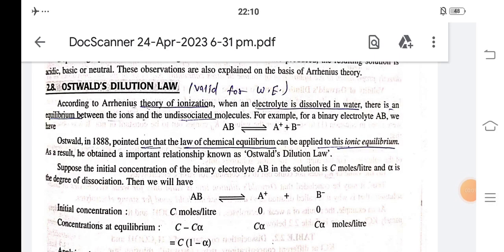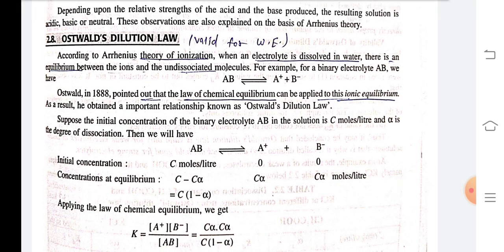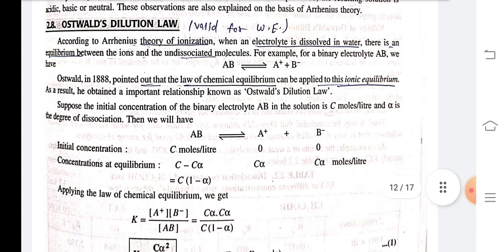Let's start second part of electrochemistry from Ostwald's dilution law. According to Arrhenius' theory of ionization, when an electrolyte is dissolved in water, there is an equilibrium between the ions and undissociated molecule. For example, for a binary electrolyte AB, we have AB in equilibrium with A positive plus B negative. Ostwald in 1888 pointed out that the law of chemical equilibrium can be applied to this ionic equilibrium. As a result, he obtained an important relationship known as Ostwald's dilution law.